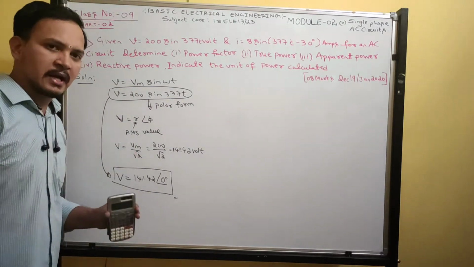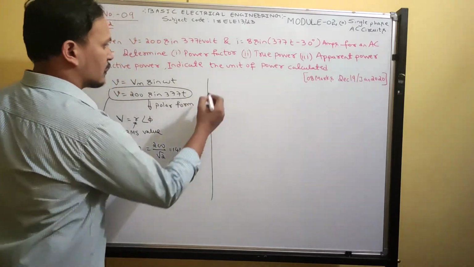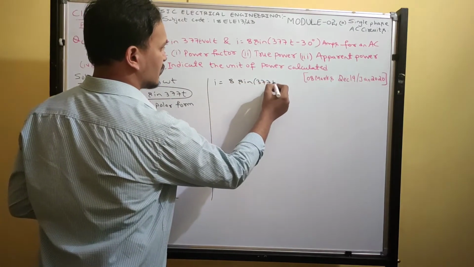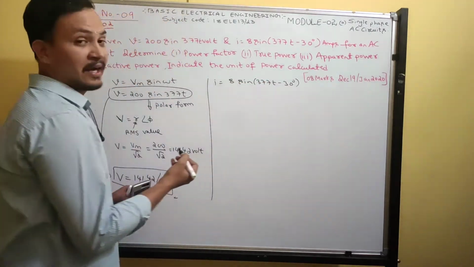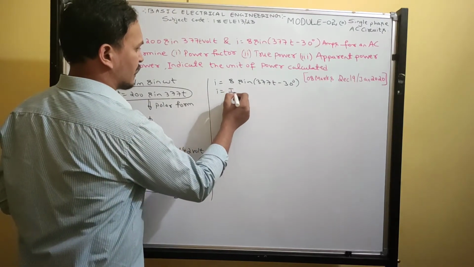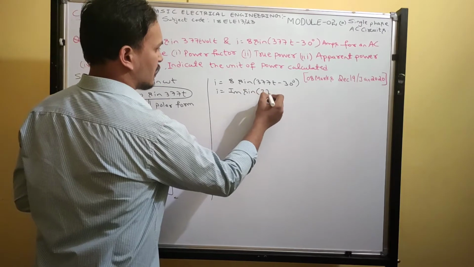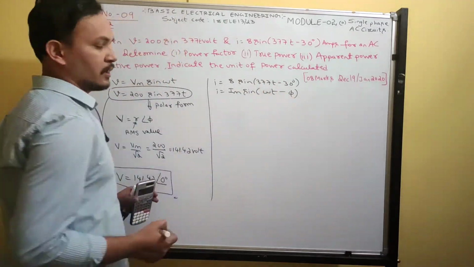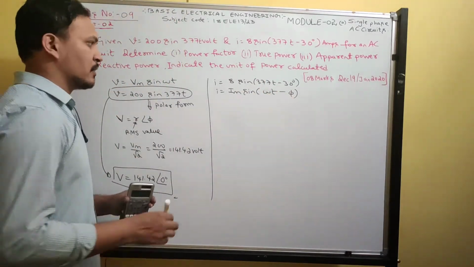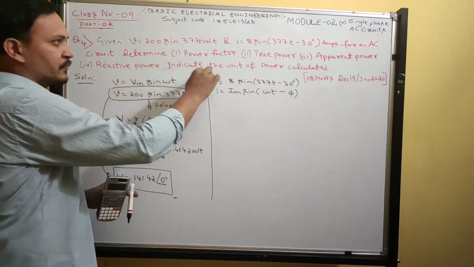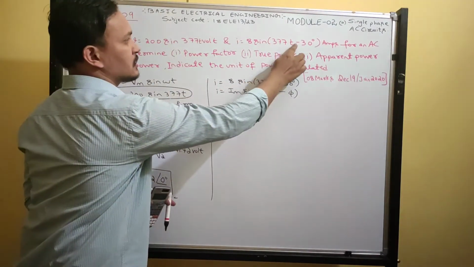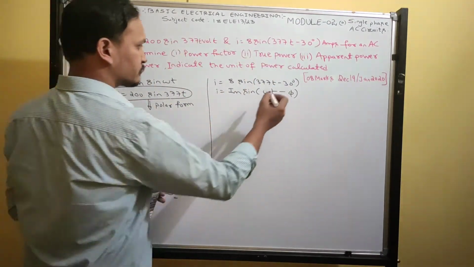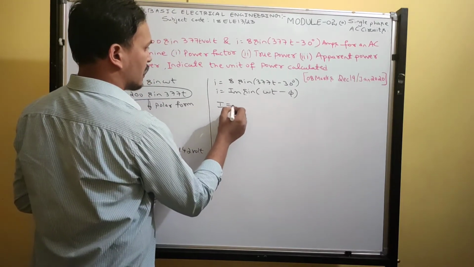Similarly, you do it for current. What is current given? I is equal to 8 sine (377t minus 30 degrees). Now they have given an angle in this problem. Compare with the standard instantaneous equation, Im sine (omega t minus phi). What is this phi? The power factor angle or phase angle. With respect to the voltage, the current lags. Minus indicates lagging. The current lags the voltage by 30 degrees.